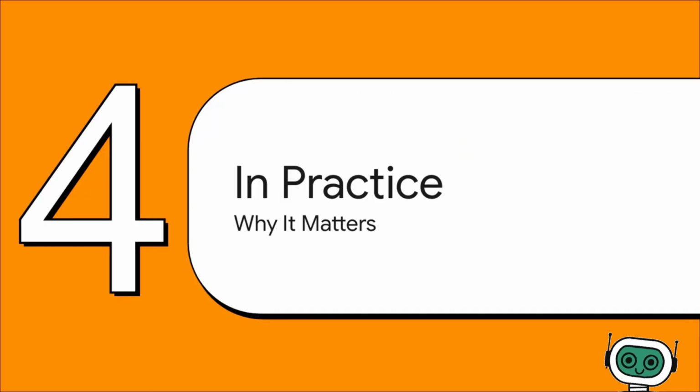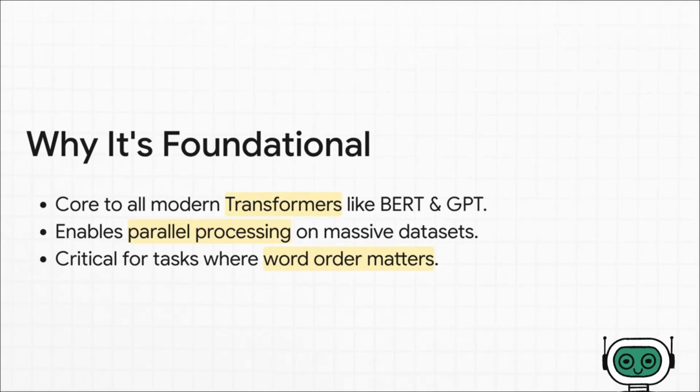Okay, that's the how. But why does this matter in the real world? Well, for anyone working with these models, this is absolutely crucial. First off, it's in everything. BERT, GPT, you name it, they all rely on this. Second, it's what allows transformers to be so fast. Because the positions are just calculated, the model can still process everything in parallel. And finally, this is what lets models do things where order is everything, like translating sentences or generating code.